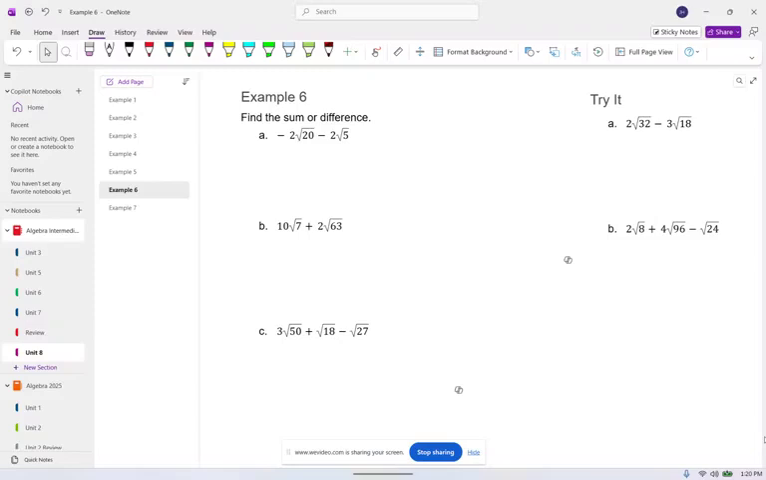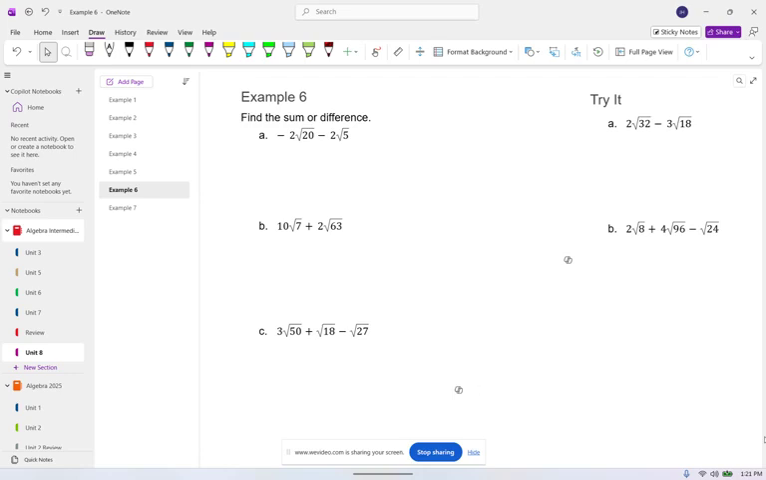In this example, we're going to be looking at sums or differences of radicals that do not have the same radicand, or the number underneath the square root sign. So we're going to have to simplify at least one of them to make it look like the other. When we look at the square root of 5, it is fully simplified. There are no factors of 5 that are perfect squares.